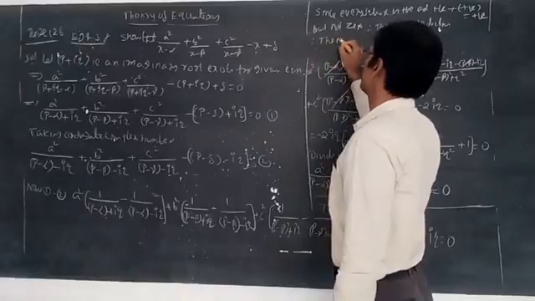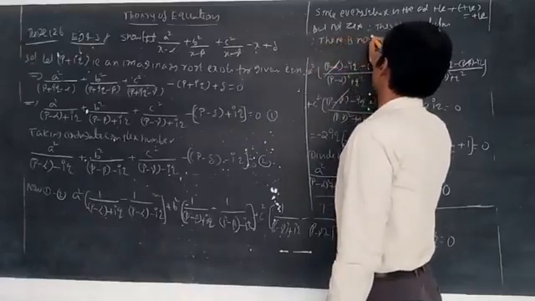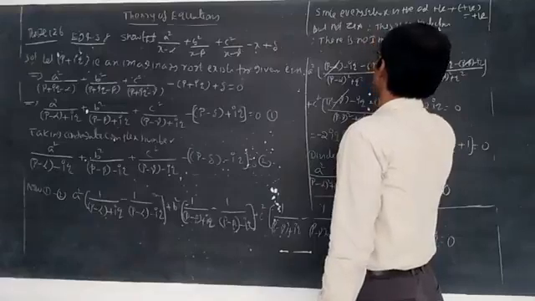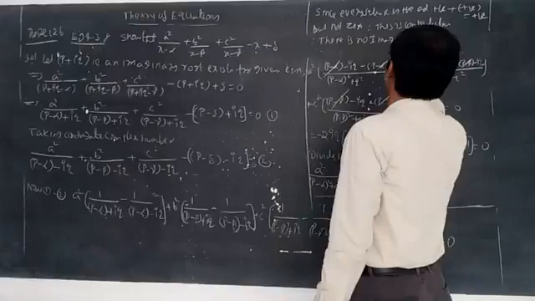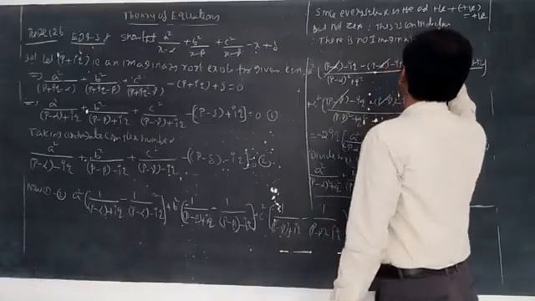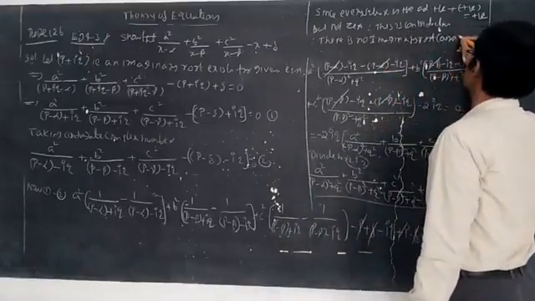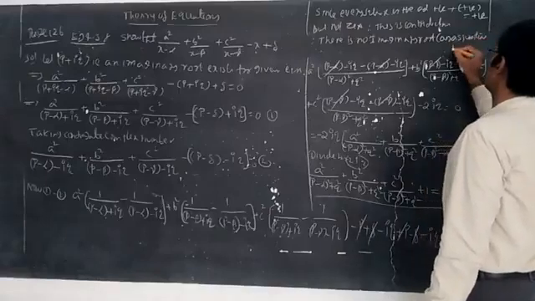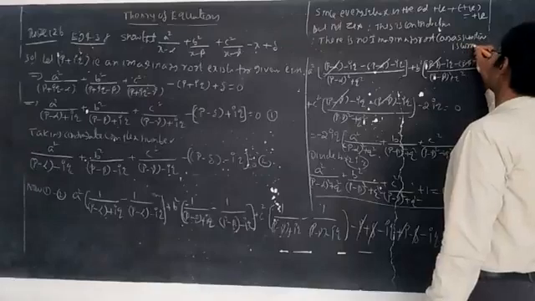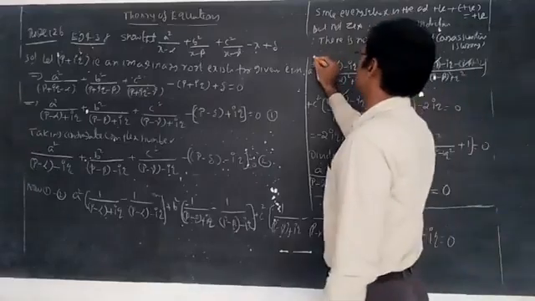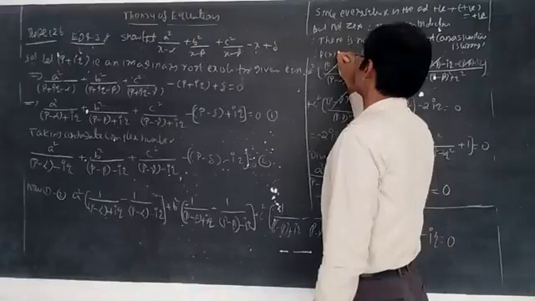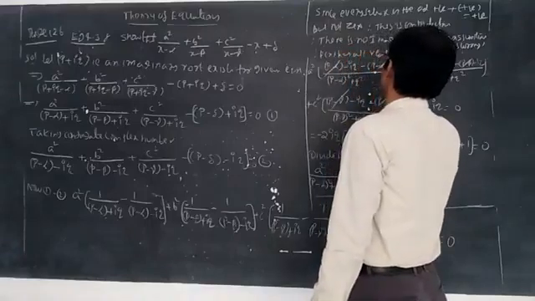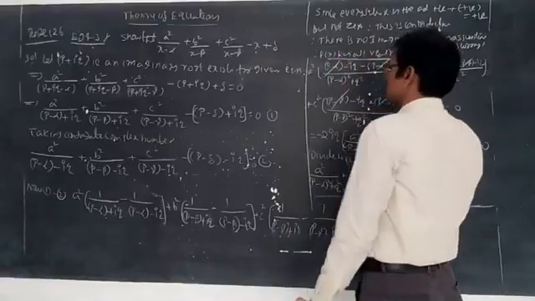Our assumption is wrong. There is no imaginary root. In bracket you write, our assumption is wrong, false. Therefore, f of x has all real roots. f of x has all real roots. It is the correct statement.